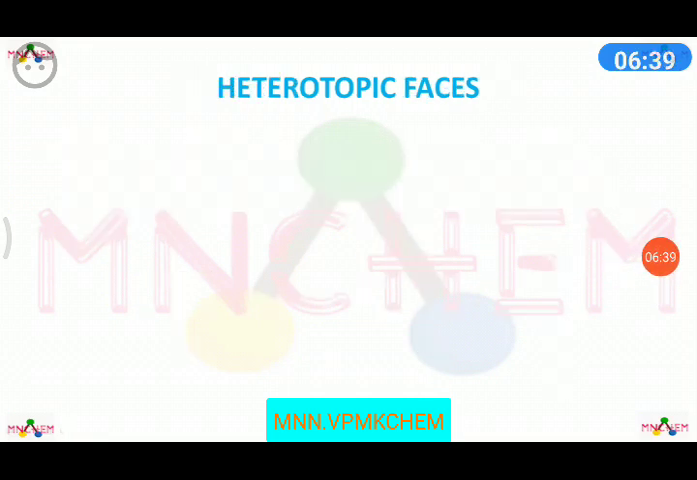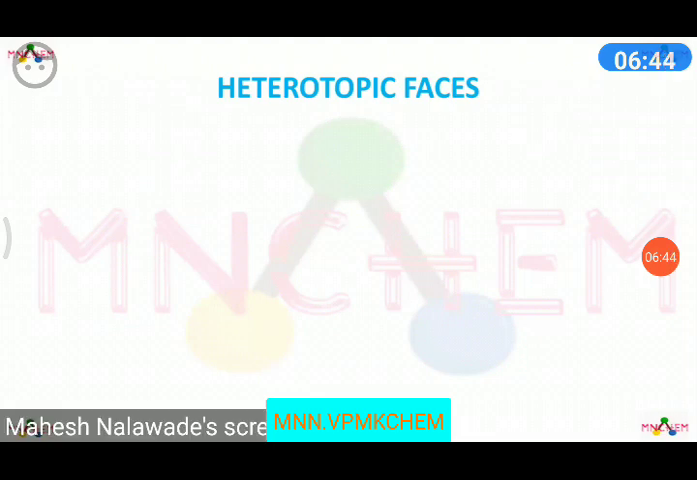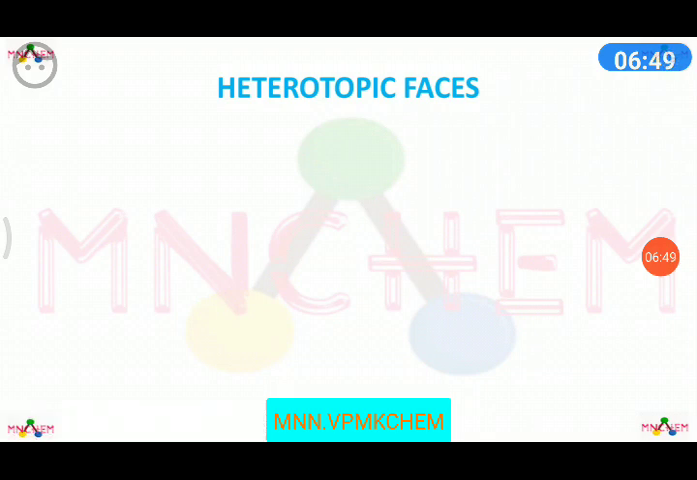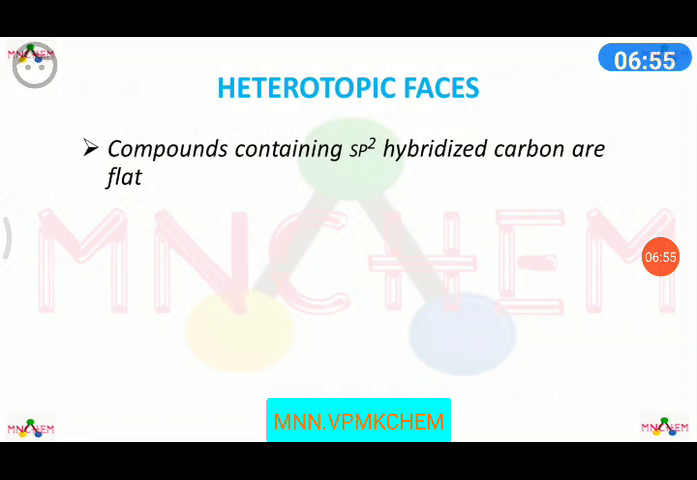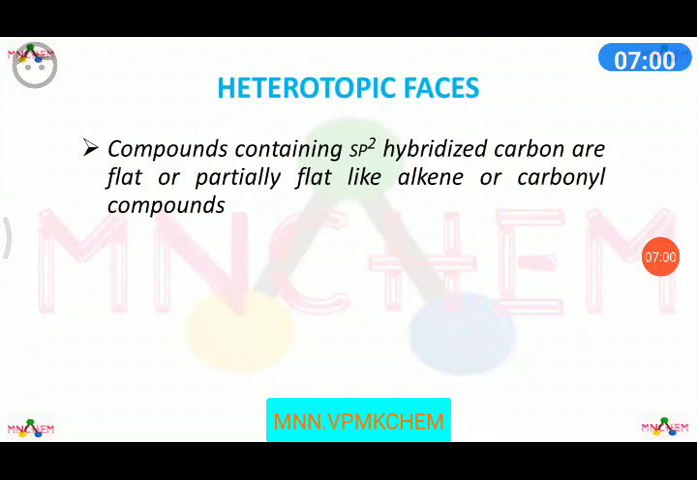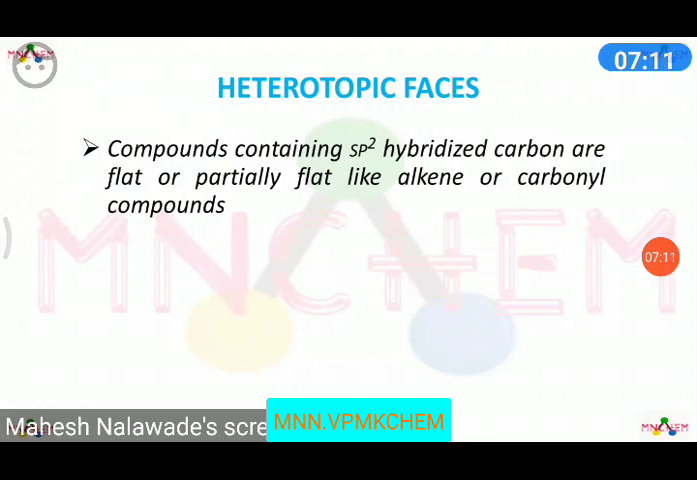Next, we need to understand heterotopic phases. Or first, we need to understand what are different phases of a molecule. There are homotopic or heterotopic phases. The compounds which contain sp2 hybridized carbon are flat or partially flat. For example, alkenes or carbonyl compounds, which contain sp2 hybridized carbon, are either flat or partially flat, in one plane of a paper.